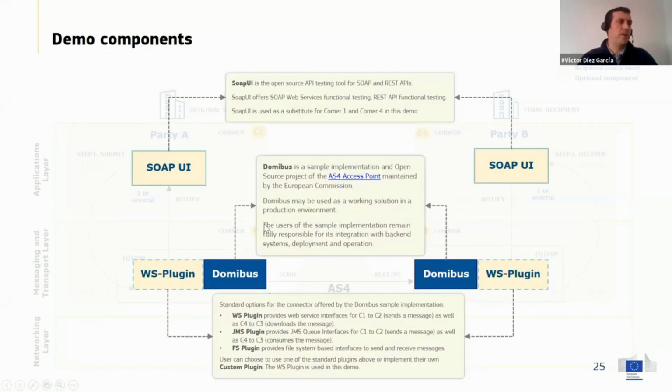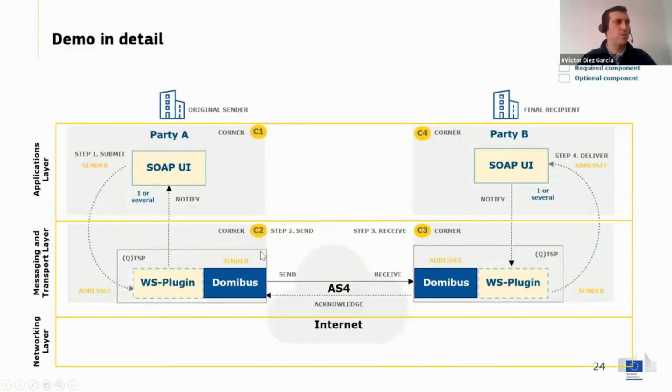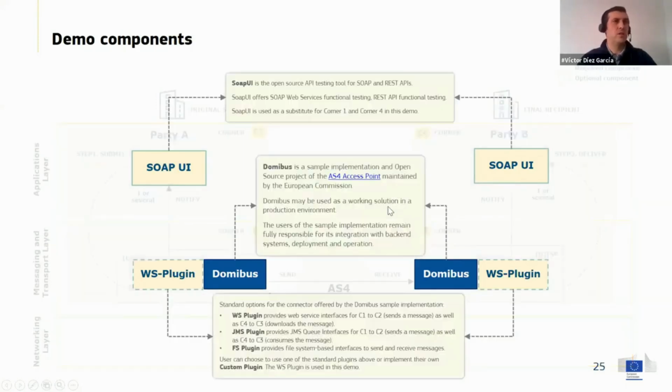In a normal network, the users of the implementation of Domibus are fully responsible for its integration with their backend systems, deployment, and operations. eDelivery, like Bogdan explained, only focuses on the transmission between C2 and C3. So integration between C2 and C1 or C3 and C4 is up to the users who choose this solution.